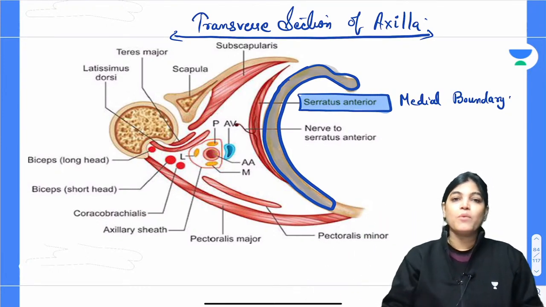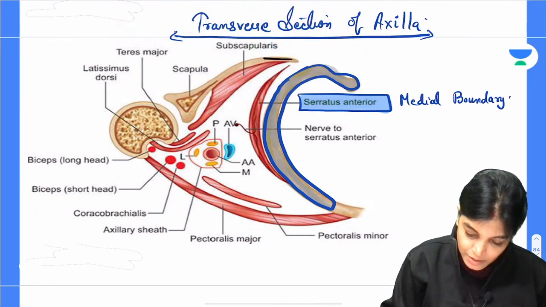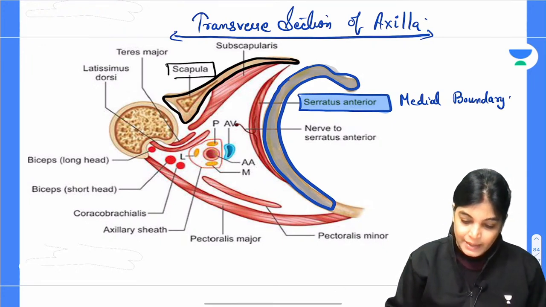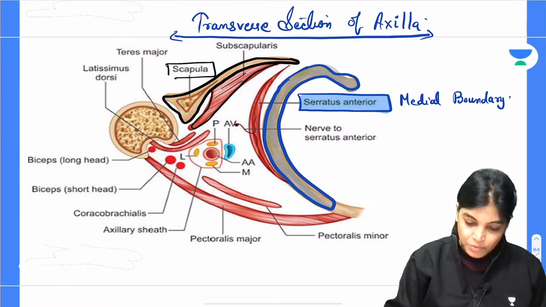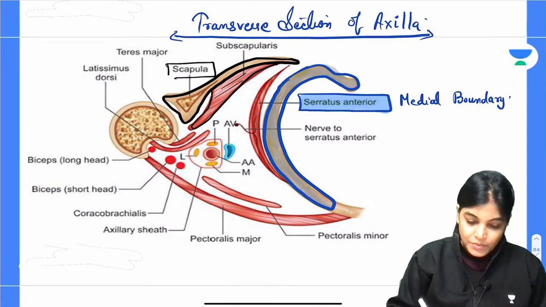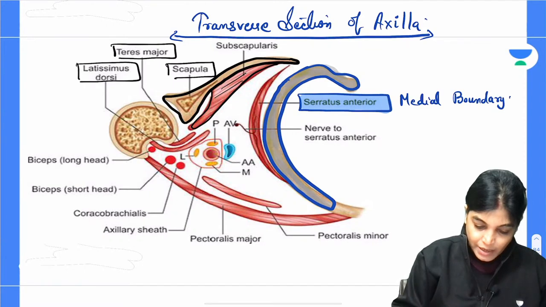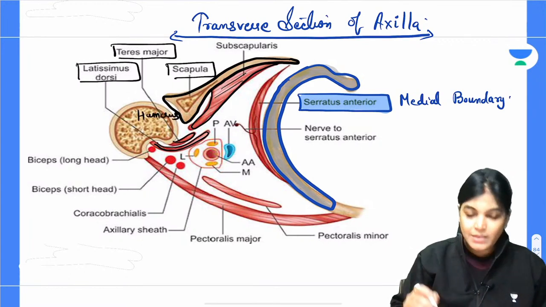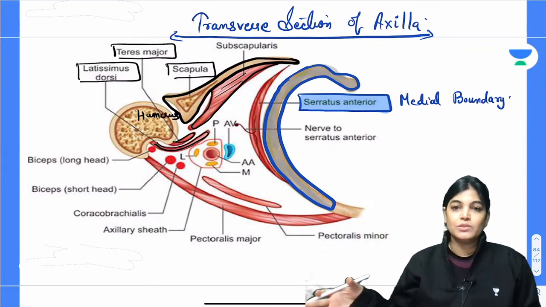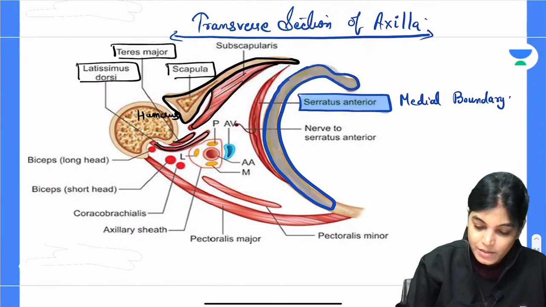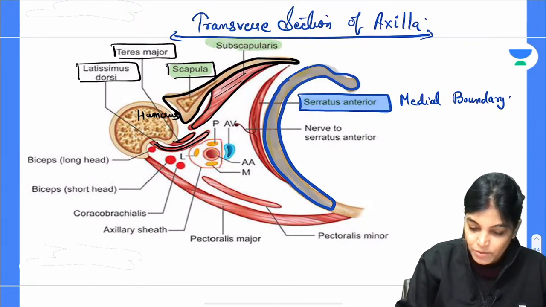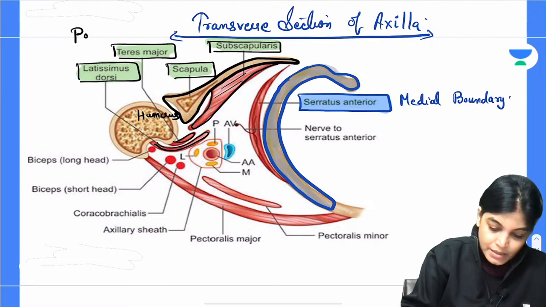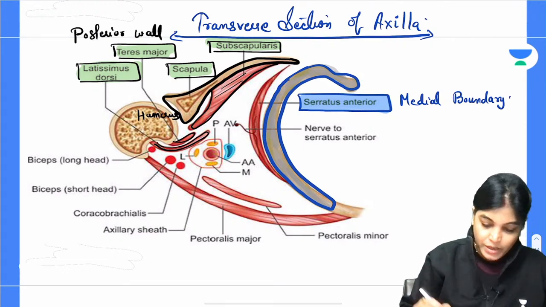Scapula. This is the scapula which is forming the posterior boundary. On the posterior aspect, the scapula is having various muscles. It is covered by the subscapularis muscle, and more posteriorly we have the teres major muscle and latissimus dorsi muscle. Teres major and latissimus dorsi have their attachment on the humerus bone, but they reside on the posterior aspect and insert towards the anterior aspect. So these three muscles, that is, the scapula having subscapularis, teres major and latissimus dorsi, all together form the posterior wall or posterior boundary. Got it?